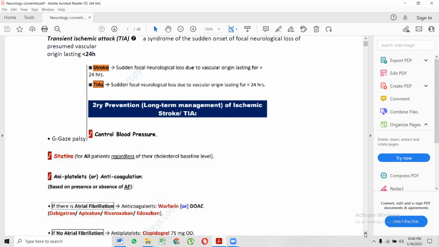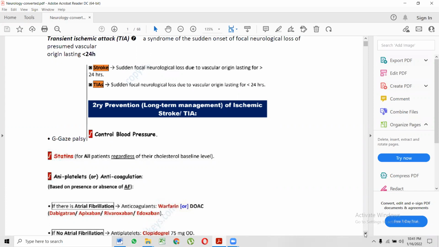What is the indication of thrombolysis in stroke according to NICE guidelines? If someone presents to you within 4.5 hours, if the onset of the symptoms is within 4.5 hours, then initially we will give that patient alteplase. And if alteplase is not available, then streptokinase is used. The mechanism of action of streptokinase or alteplase is that it causes the breakdown of the thrombus.